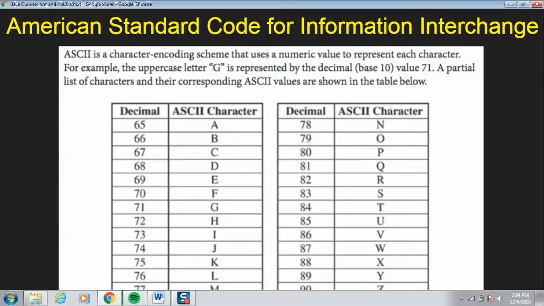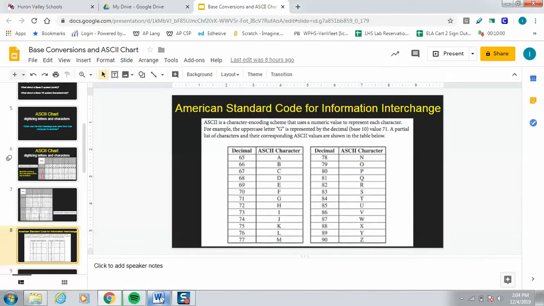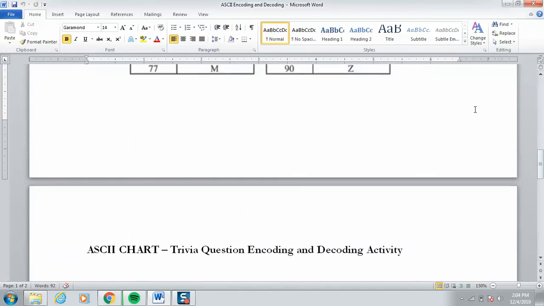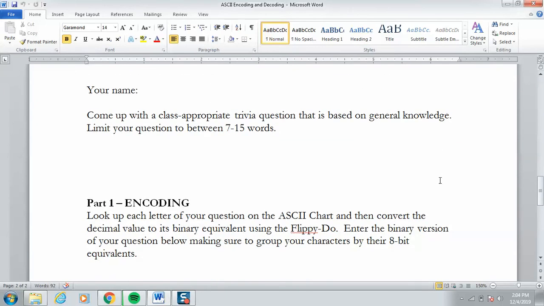All right, so let's get a look at the handout from today and what it is that you have to do. So this will be posted at Classroom, but this again is the chart that you were given, and this is what the handout looked like. So you wrote down your name. It says come up with a class-appropriate trivia question that's based on general knowledge. So you can say, what are the colors of the rainbow, or how many planets are in the solar system, whatever.